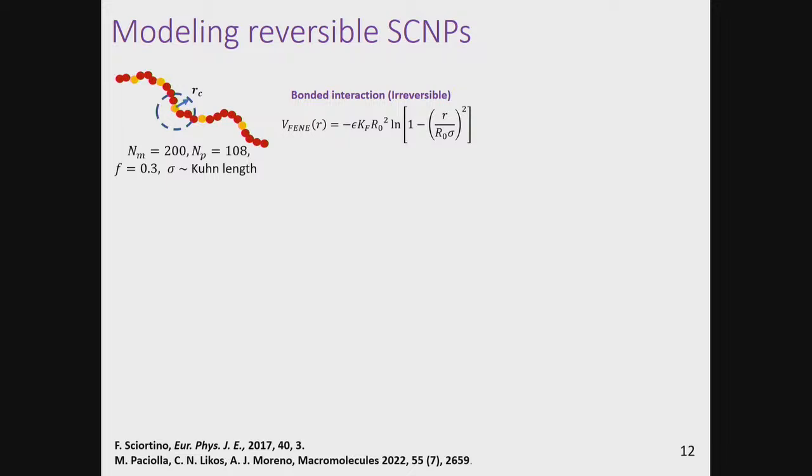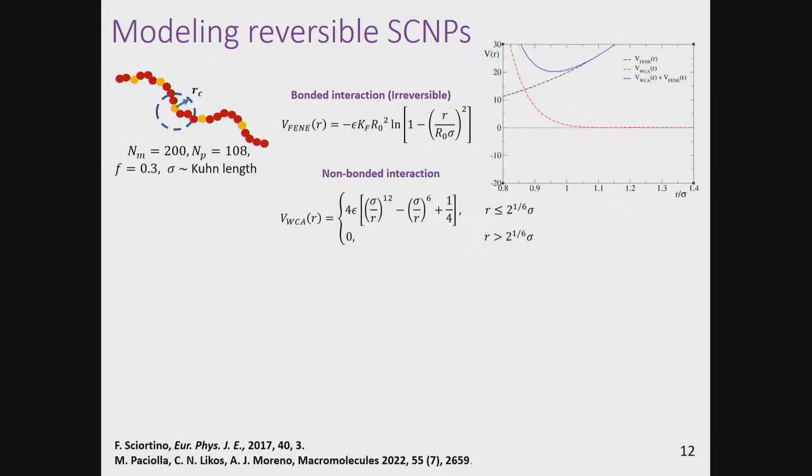And to model the chain connectivity, we used FENE, and to model the non-bonded interactions, or the excluded volume interactions between the beads, we have used WCA. So if you combine these two potentials, this is how it looks. There is a minimum at about 0.96 sigma. So the beads cannot cross each other beyond 0.96 sigma.